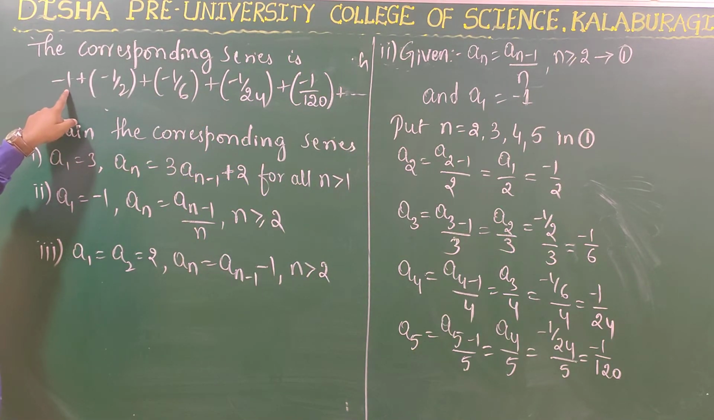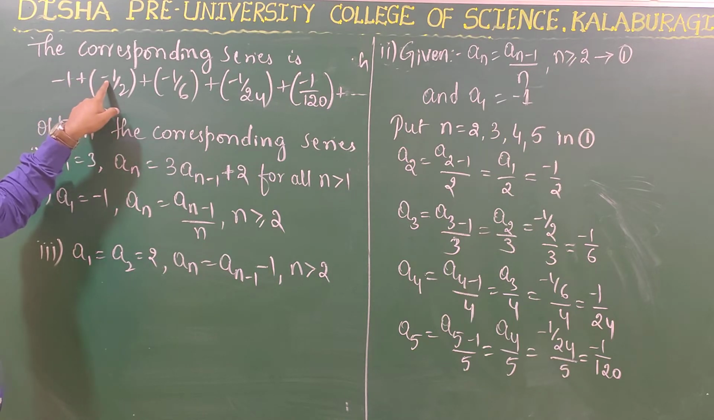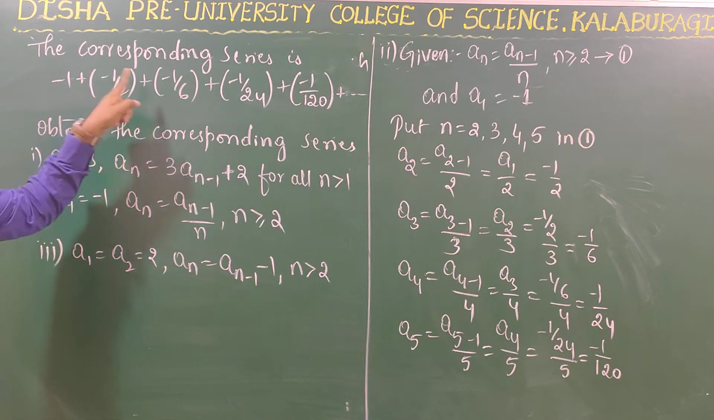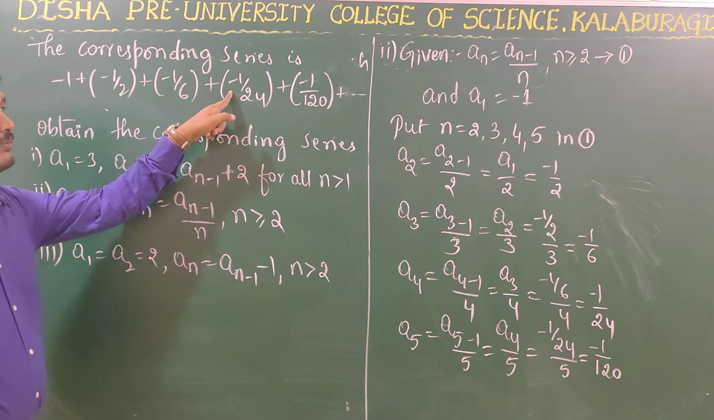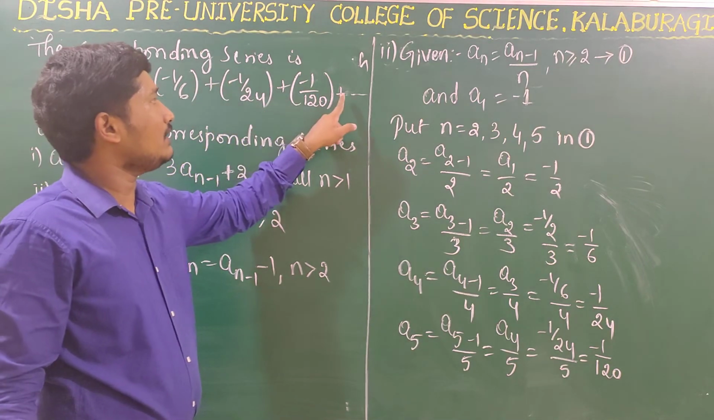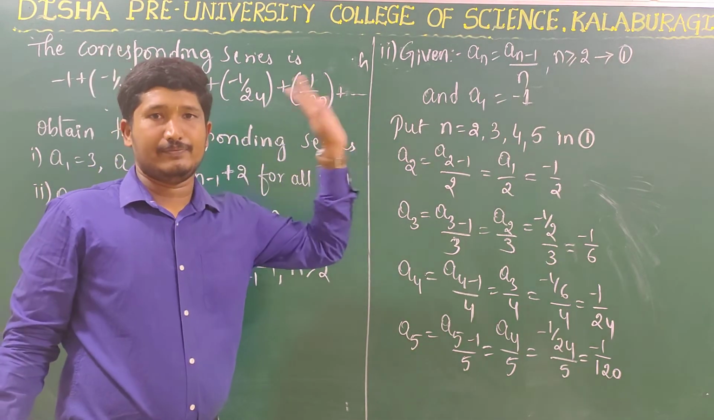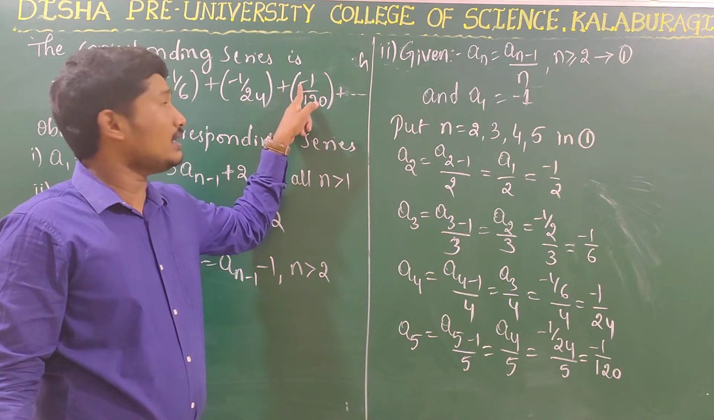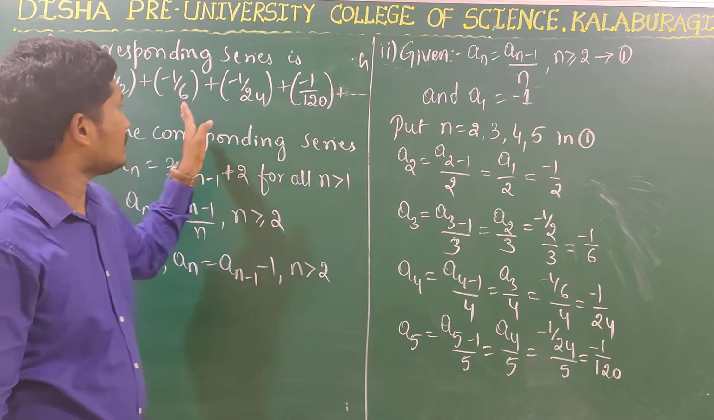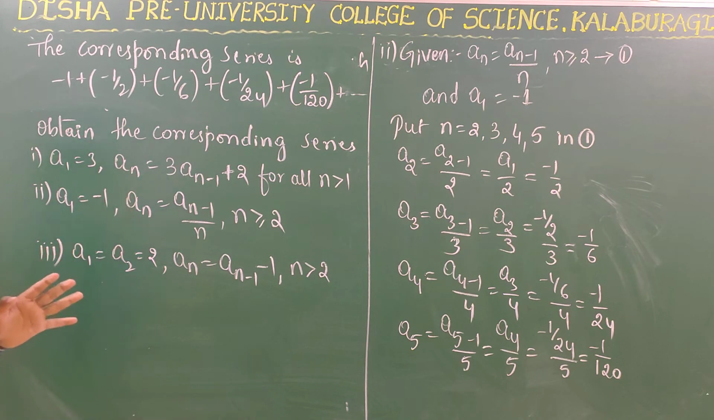Minus 1, plus into minus is what? Minus. So minus 1 by 2, minus 1 by 6, minus 1 by 24, minus 1 by 120, minus so on. Right? So all the terms that you get are negative. So this is the corresponding series that you will get.